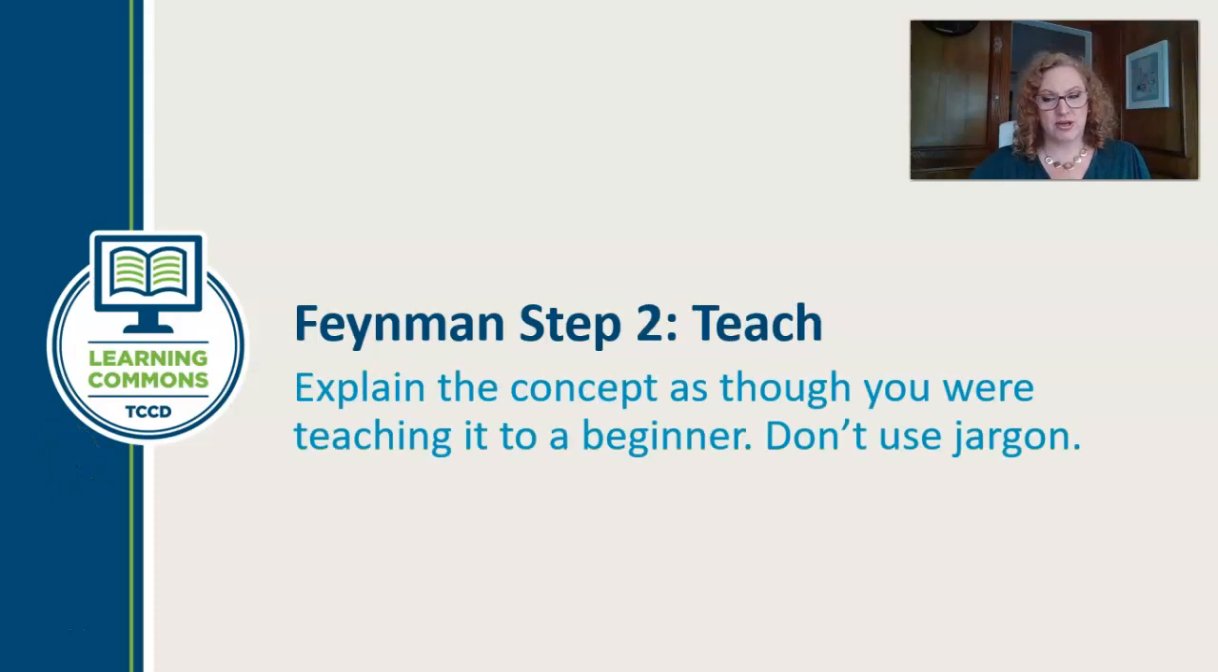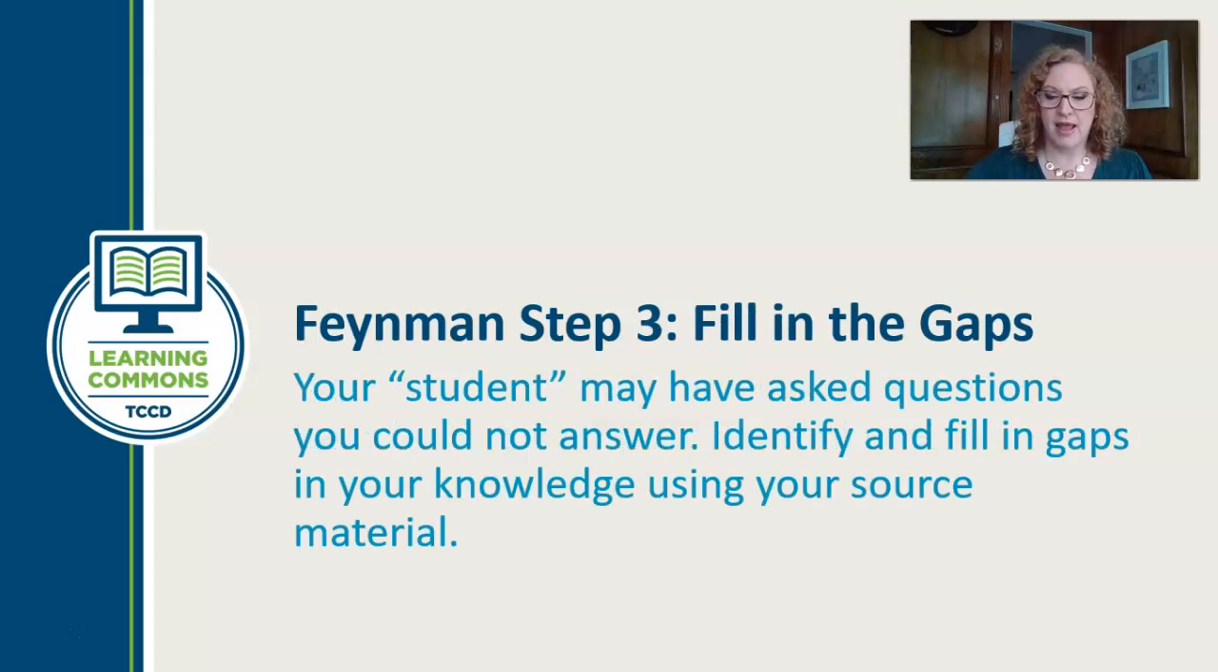In step two, it starts to get good. Now's the time to explain the concept to someone else as though you were teaching it to a beginner. Explain it simply and clearly and avoid using jargon. So, if you're explaining the business concept KPI or Key Performance Indicator, you might say, "What I'm measuring to see if I'm succeeding." In psychology, instead of saying CBT, you might say talk therapy that changes thinking and behavior. Now, at this point, your student almost surely has questions.